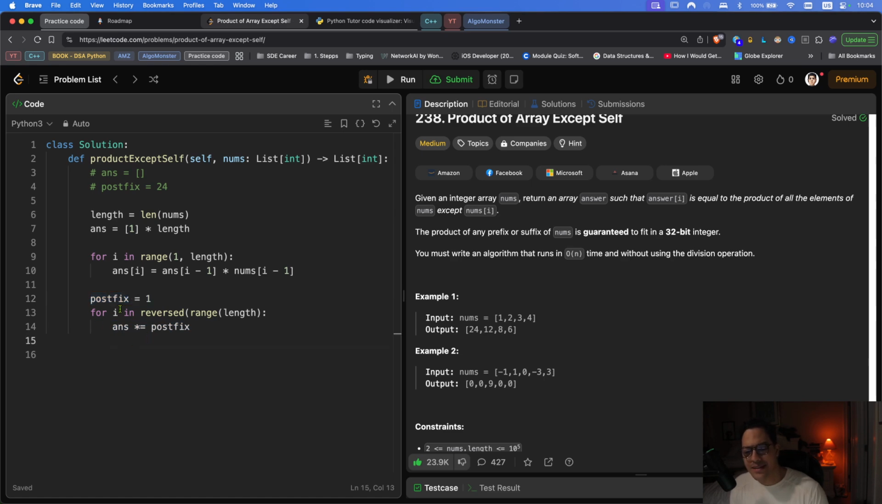So in the next iteration, it updates answer, okay? The way we're going to do that is basically saying postfix times equal the nums at that particular index. Then from here, we're pretty much getting to the point where if we have the product of the left side, we also have the product of the right side. There's nothing really left to do because we're making sure we iterate over all the elements from left to right. We store the elements in our answer array.